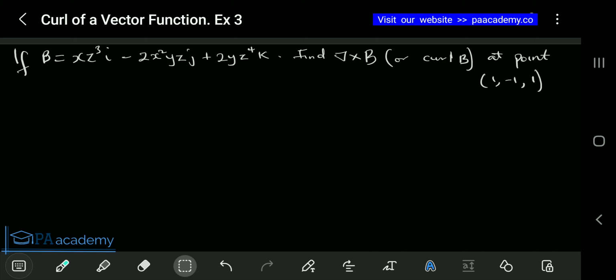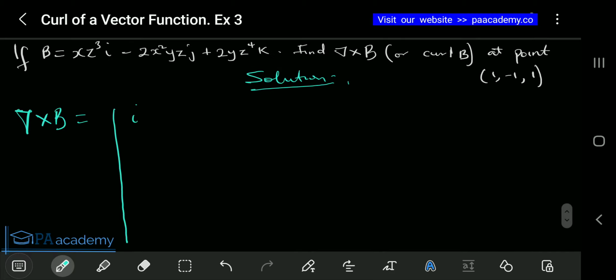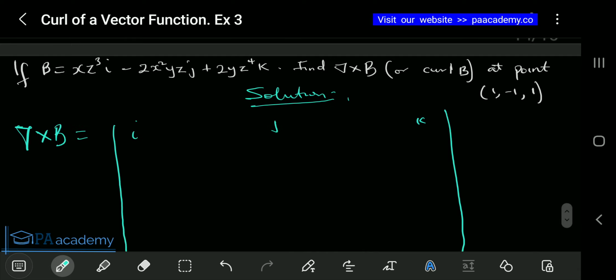So now let's solve this example that we have on the screen. We've already established that this question is under curl. So for curl, the notation is nabla cross product of B, that is equal to. Let's draw the matrix: this will be i, j, and then k. Let me just give it enough space. So that would be on the first row.